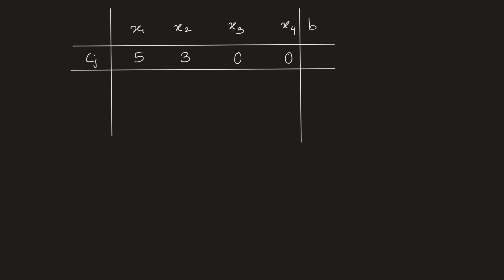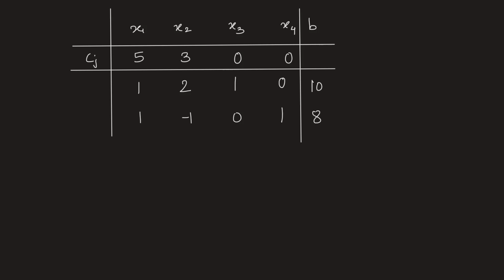So x1 has the coefficient 1, x2 has the coefficient 2, x3 also has the coefficient 1 and x4 is not present in the first constraint. So the coefficient is 0. Similarly, we have for the second constraint 1, minus 1, 0 and 1. Right hand sides of these equations are 10 and 8 respectively.